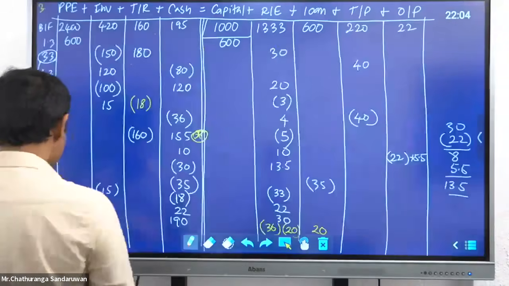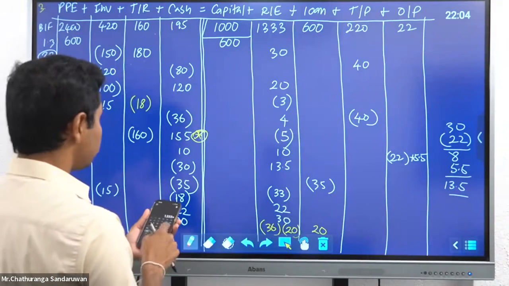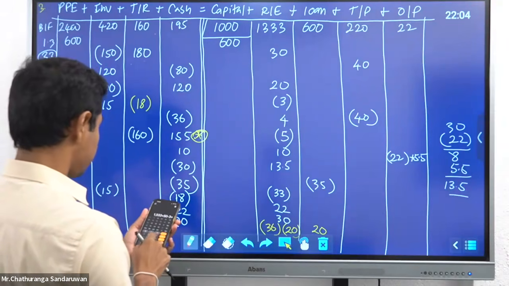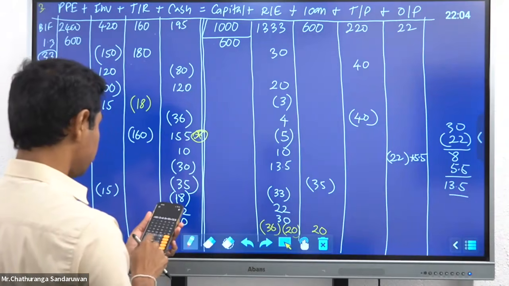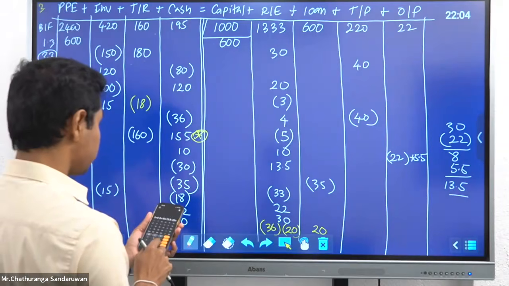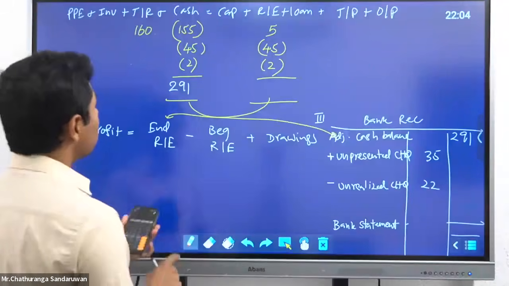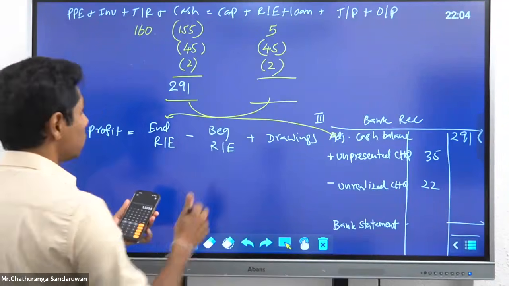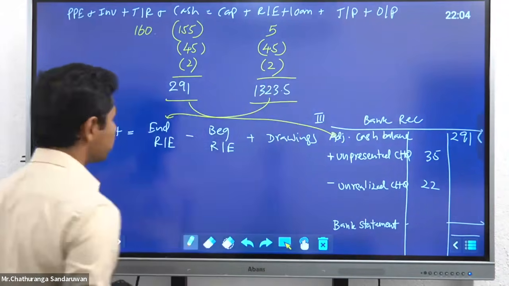And similarly, we can take the total of retained earnings, the beginning balance 1333, and let's take 50 minus 3 plus 4 minus 5 plus 10 plus 13.5 minus 33 plus, let's take 52 minus 56 and plus 5 minus 45 minus 2. I get 1323.5 if I am not mistaken, right?